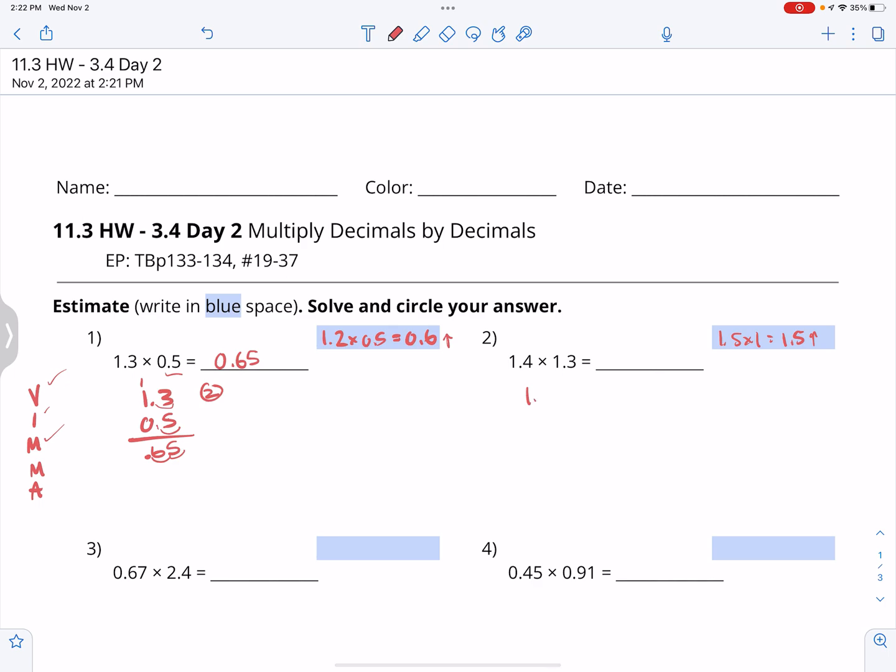So 1 4/10, 1 3/10. I know I'm going to be moving it 2 places. So I'm going to write that down. 3 times 4 is 12. 3 times 1 is 3, plus 1 is 4. 1 times 4 is 4. 1 times 1 is 1. Add them up. 2, 8, 1. And I need to move it 2 places. 1, 2. My answer is 1 82 hundredths, and that does check out with my answer there.